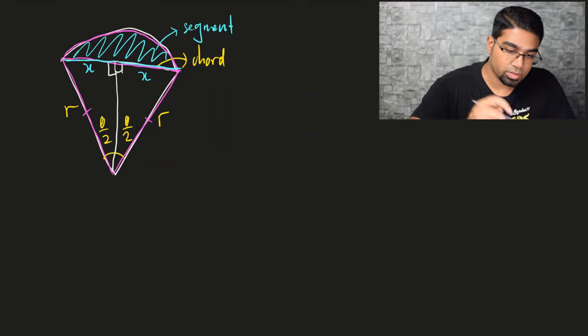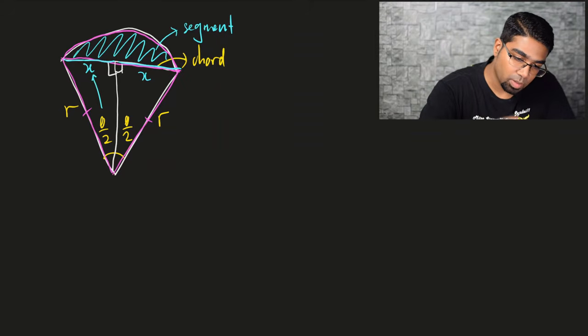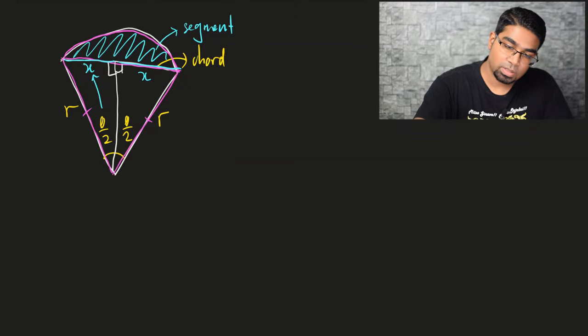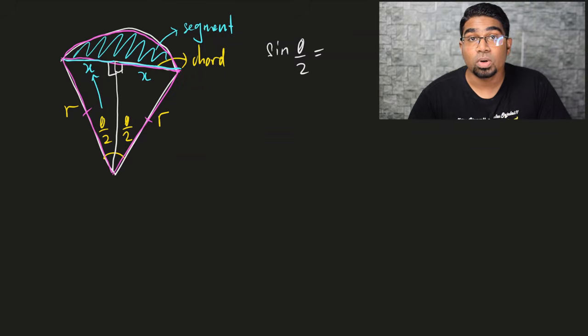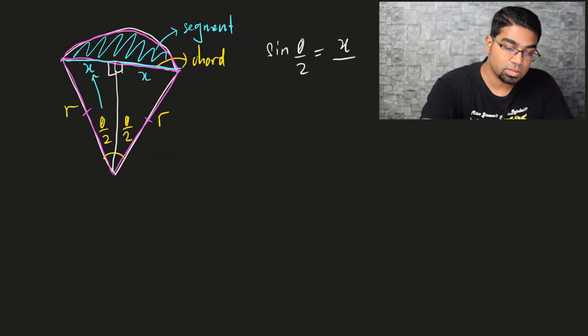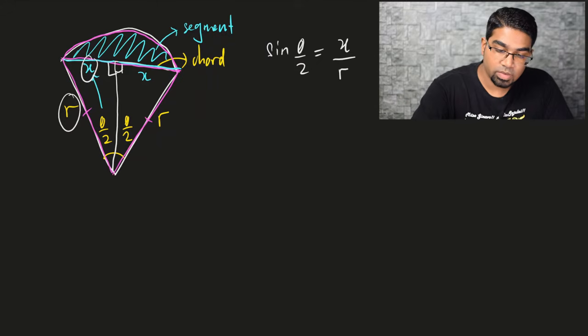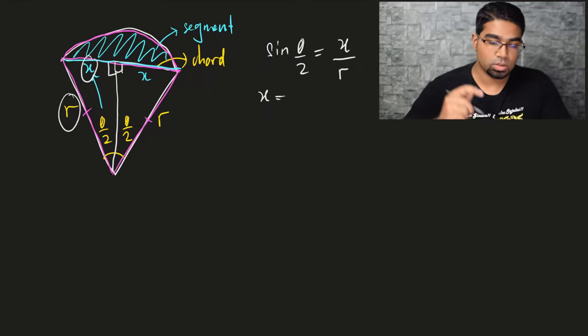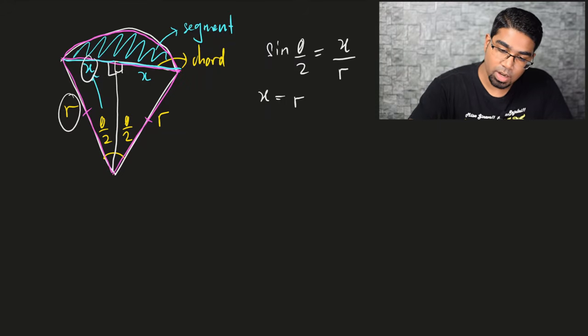Now let's use some trigonometry. For this angle, the opposite is x, and we have the hypotenuse. When you have opposite and hypotenuse, then we use sine. So sine of theta over 2 is equal to opposite over hypotenuse. Opposite is x, hypotenuse is r, so we have x over r. Now when we rearrange to make x the subject, because remember we are trying to find the length of the chord, x will be equal to r sine theta over 2.